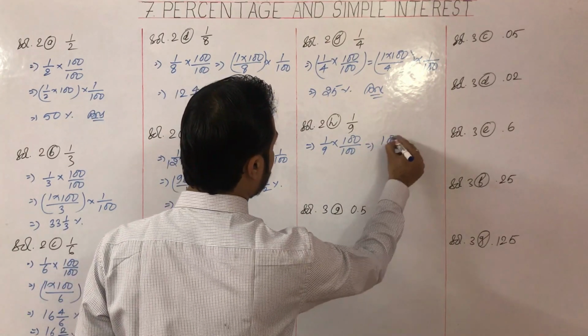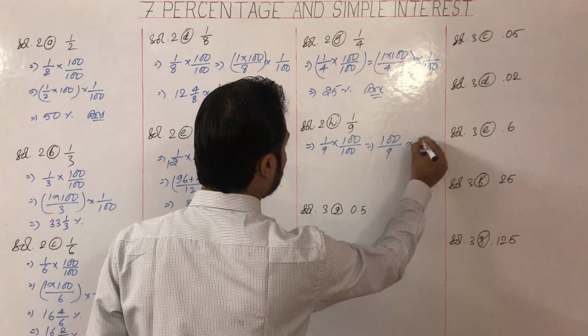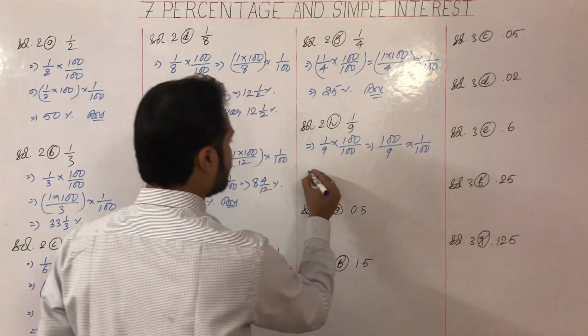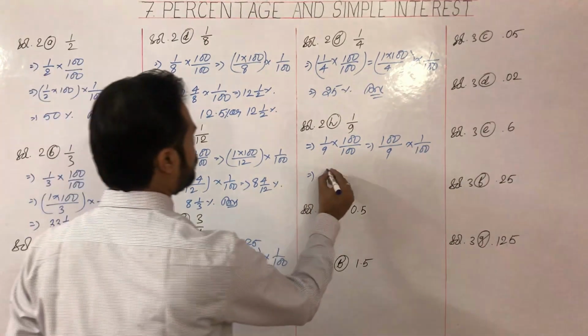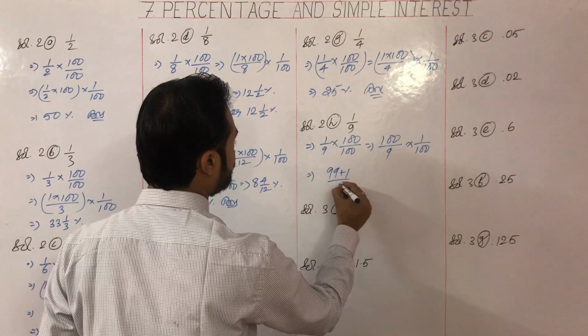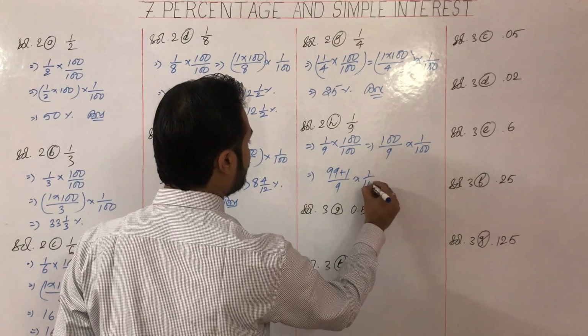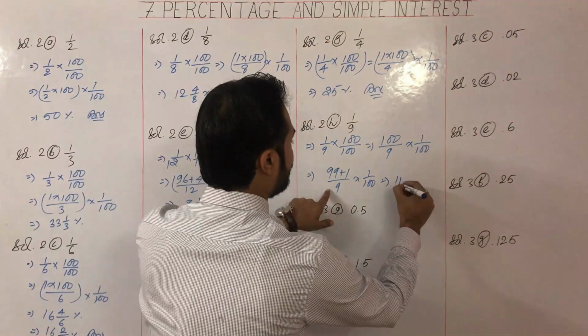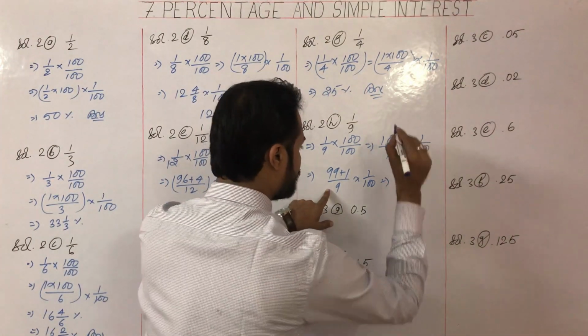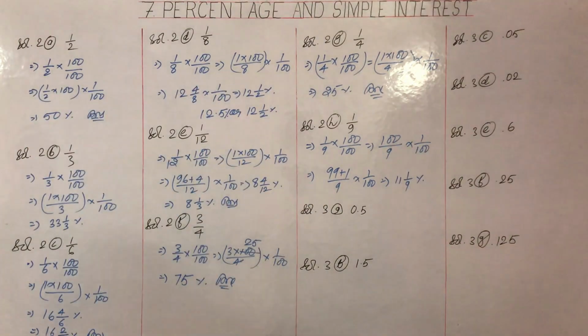In the next step, 100 by 9 into 1 by 100. And 9 into 10, 9 into 11. 9 into 11 is 99. So 99 plus 1 by 9 into 1 by 100, or 99 by 9 is 11. 11 1 by 9% is the answer.